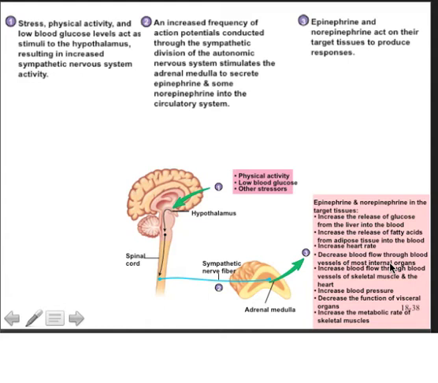So what are their targets and what happens? Well, it's going to increase the amount of blood glucose from the liver into the blood. So it spurs gluconeogenesis and glycogenolysis in the liver. It increases the release of fatty acids from the liver and from fat stores around the body. It increases your heart rate and your respiratory rate. It decreases blood flow through blood vessels of most internal organs. It increases blood flow through blood vessels of the skeletal muscle and the heart. It increases your blood pressure. It decreases the function of visceral organs, and it increases the metabolic rate of skeletal muscle.